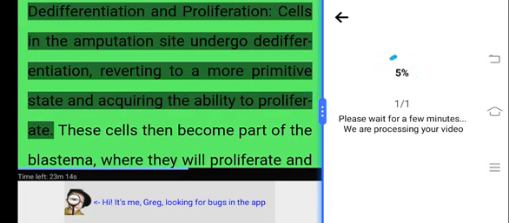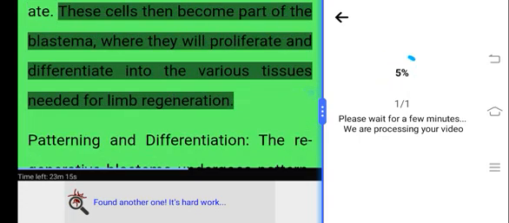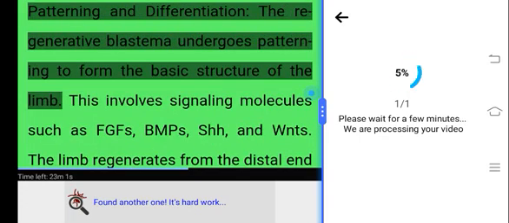Dedifferentiation and proliferation. Cells at the amputation site undergo dedifferentiation, reverting to a more primitive state and acquiring the ability to proliferate. These cells then become part of the blastema, where they will proliferate and differentiate into the various tissues needed for limb regeneration.